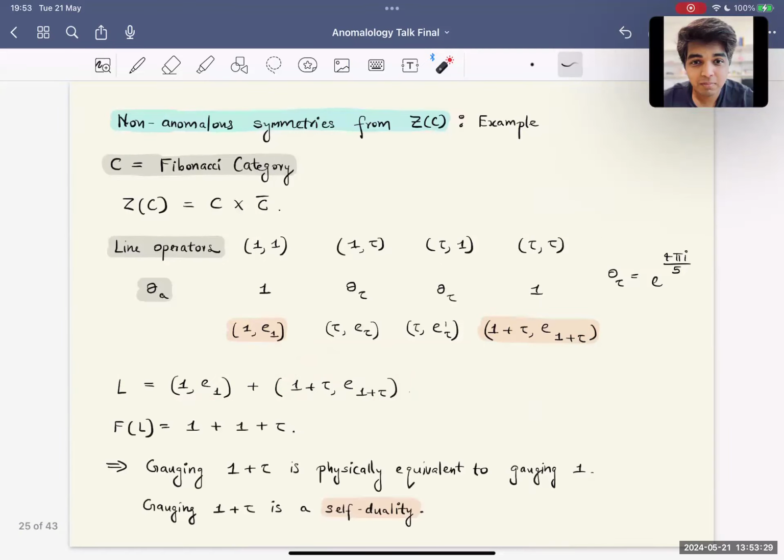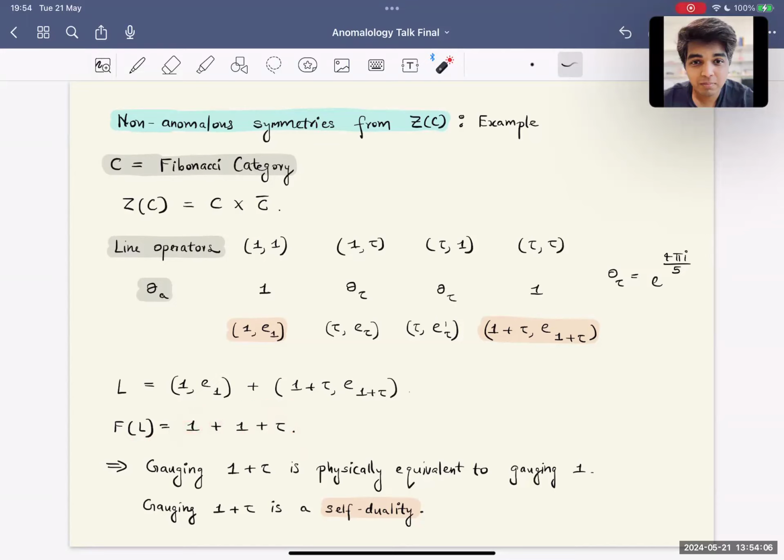Now, we can see readily that if you apply F to L, you get 1 plus 1 plus tau, which can decompose into two algebras because you have two identities coming in. Remember that we are interested in algebras where only one identity shows up. When you apply F, you get some algebra which has some multiples of 1 in it, but you want to decompose into sub-algebras with each algebra having just one copy of the identity line. So in this case, you have 1 plus 1 plus tau, you decompose it, you get the algebra 1, and you get the algebra 1 plus tau.